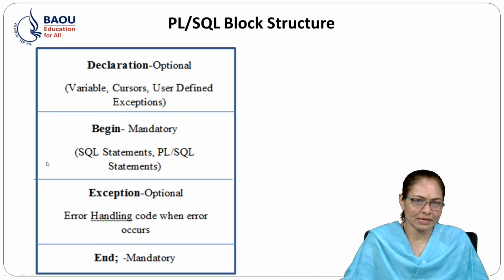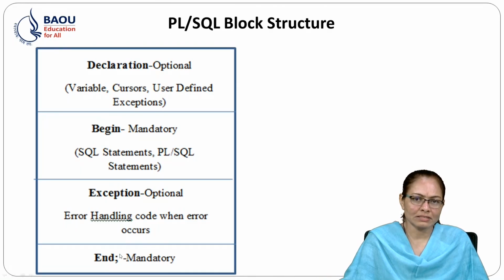Now the exception section. This section begins with the keyword exception. Any error that occurs while executing the statements in the begin part can be handled in this part. This is an optional section. It is used to handle any error that occurs during the execution of statements and commands in the executable section. It is not compulsory. If any error occurs, then it will be handled. Otherwise, there is no use of the exception section.